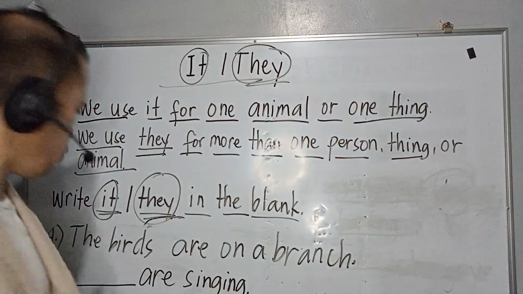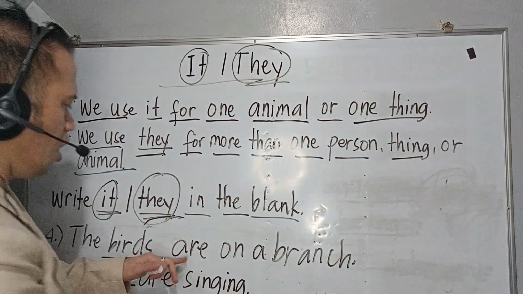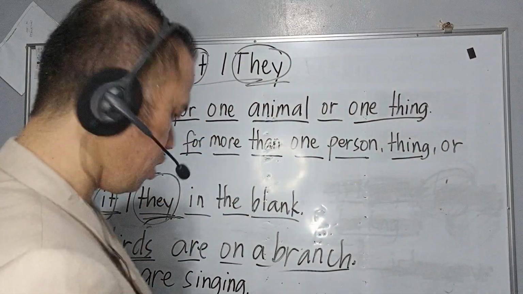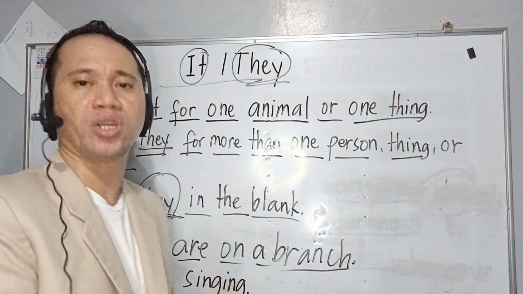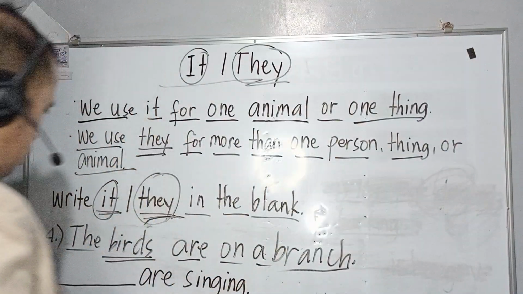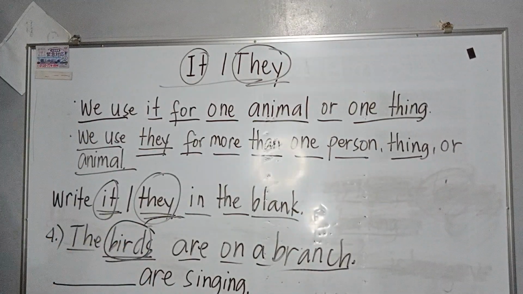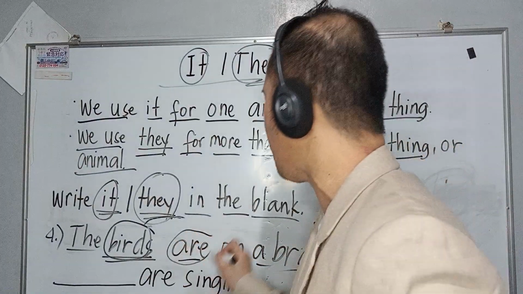Okay, for number 4 class, we have the birds are. So we're going to underline birds. The birds are on a branch. That means they are on a branch of a tree. So we underline the word birds because we need to emphasize that when we choose birds, remember the verb is are.